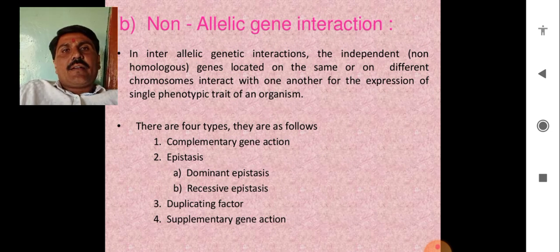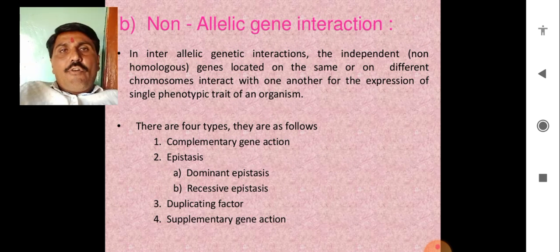What we see here in non-allelic is that the genes which are located on the same chromosome or on different chromosomes interact with each other, communicate with each other, for the aim of expression of a single phenotypic character of an organism.